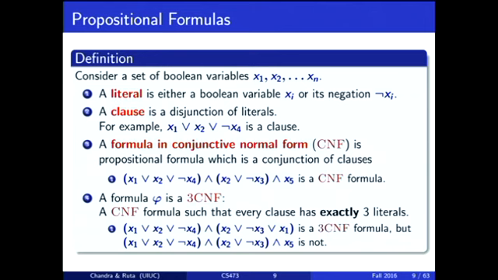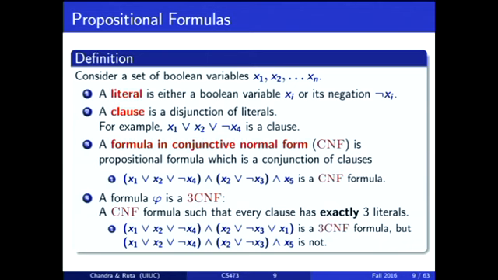A 3CNF formula is a formula in which all the clauses have exactly 3 literals. It can be a KCNF in general. It could be 2CNF, 5CNF, 10CNF, right? When we say that, it's exactly K. And moreover, we insist that you cannot have identical literals in the same clause. So when we say 3CNF, you can't say x1 or x1 or x1. We don't allow that. The variables in the literals have to be distinct.